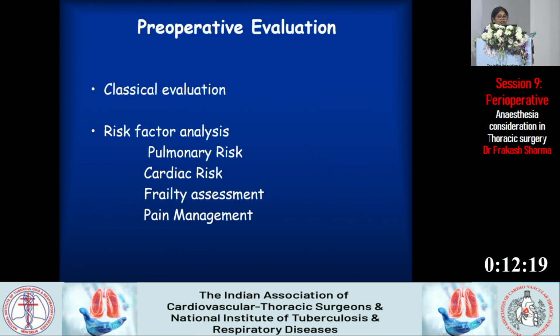To start with, we have the preoperative evaluation, starting with the classical evaluation, which is done by the anesthesiologist per se. In the previous lectures, Dr. Kapoor has highlighted all the details which the anesthesiologists are supposed to look into. The most important of them is the difficult airway. Next is risk factor analysis, which covers the pulmonary risk, the cardiac risk, the assessment of frailty, and pain management. The pulmonary risk has also been covered in the previous lecture.